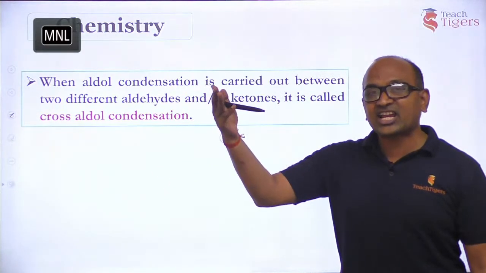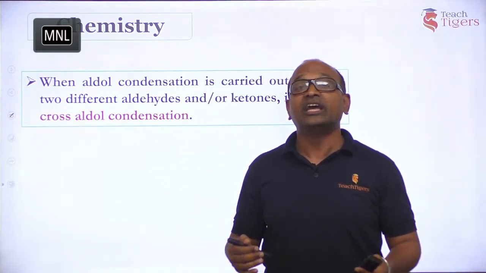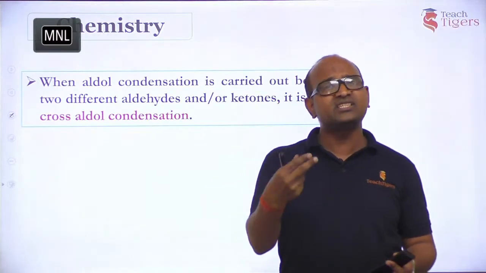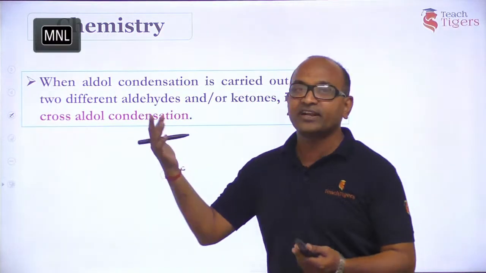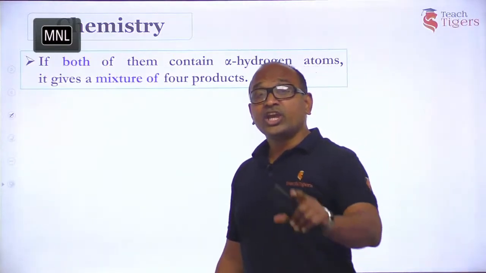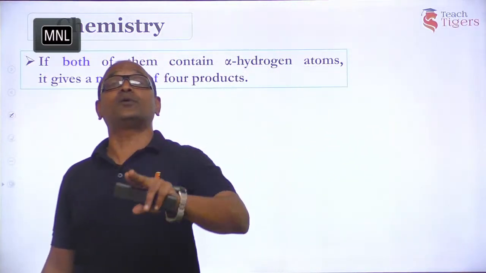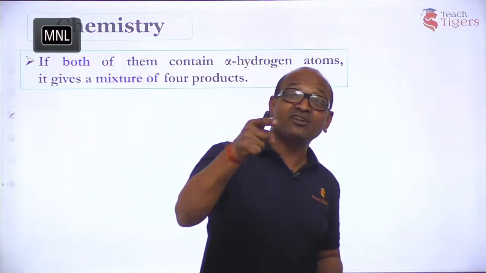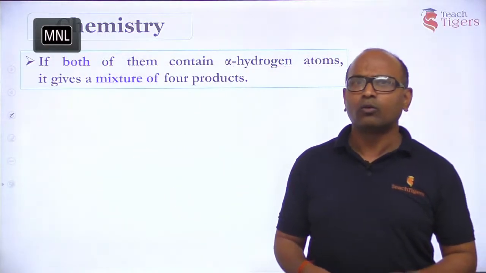The earlier reactions were simple aldol, carried out between two of the same molecules. Here we have different aldehydes. For example, let us see the first case. If you select two carbonyl compounds having alpha hydrogen, what do you mean by that?